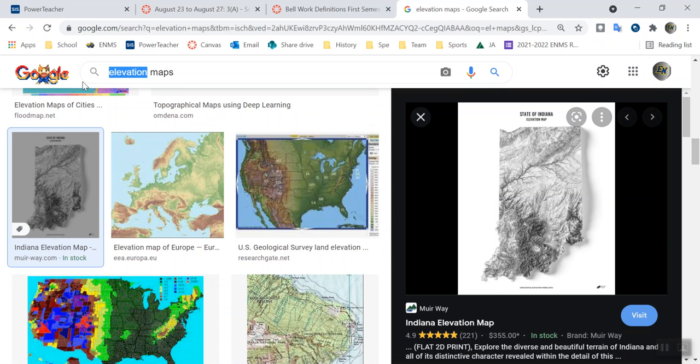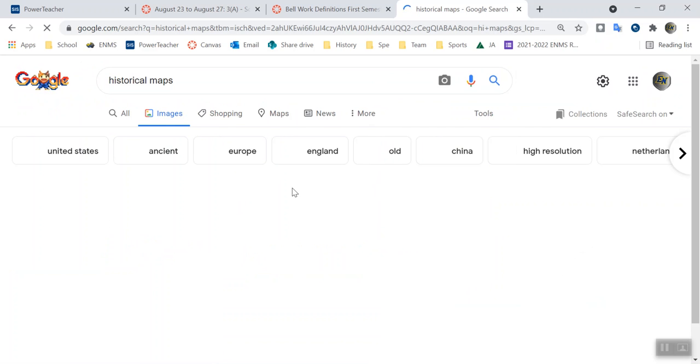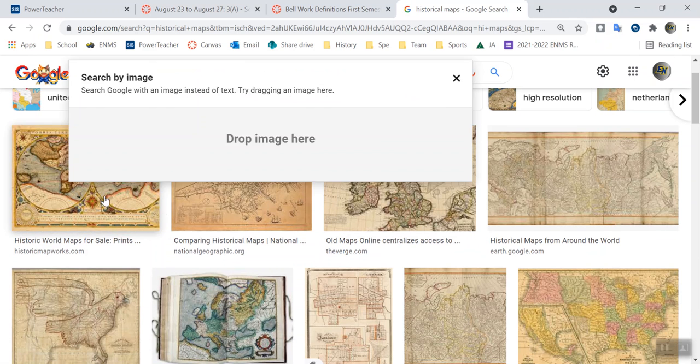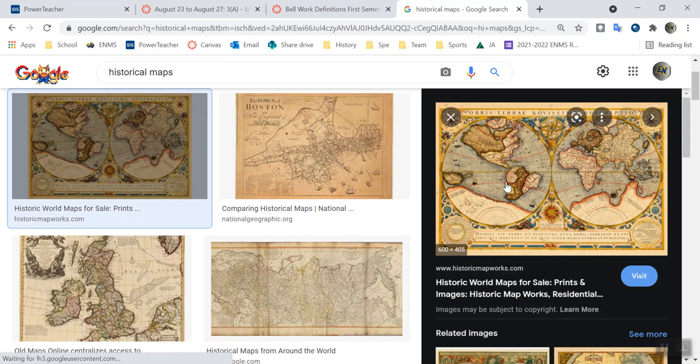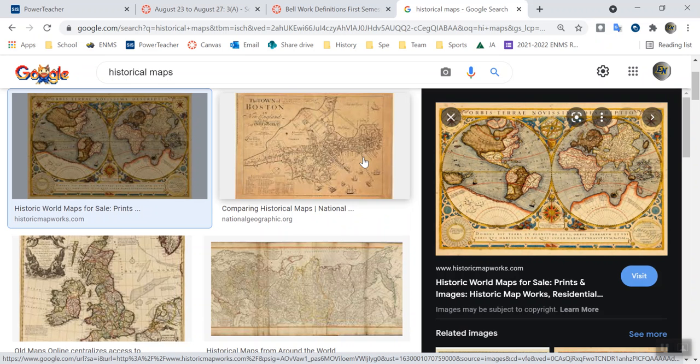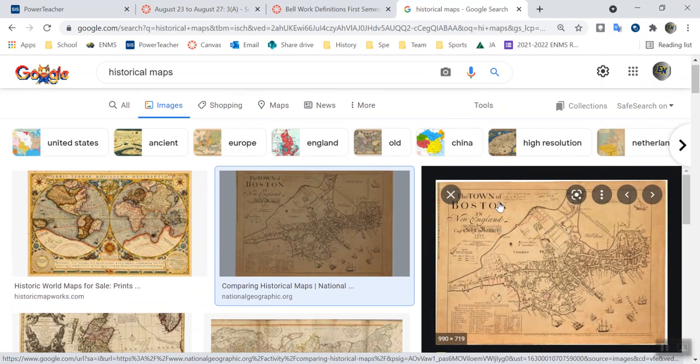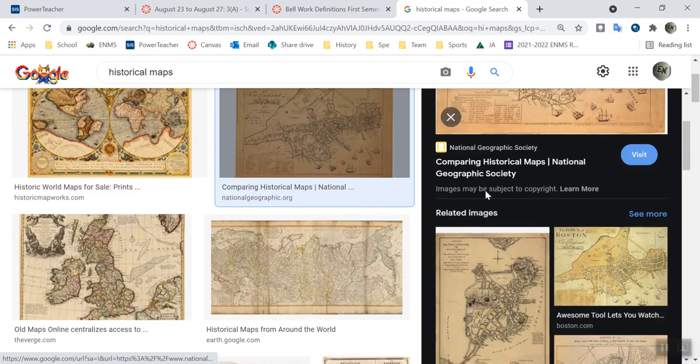Historical maps. A couple different ways we could do this. So we type in historical maps. Look at the images here. Are they colorful? Are they not colorful? What do they look like? To me, they look very confusing because can you tell that's Earth? Kind of. Here's North America and America, but it's very hard to tell. Here's Boston. If we zoom in on it, let's see if I can scroll back down.